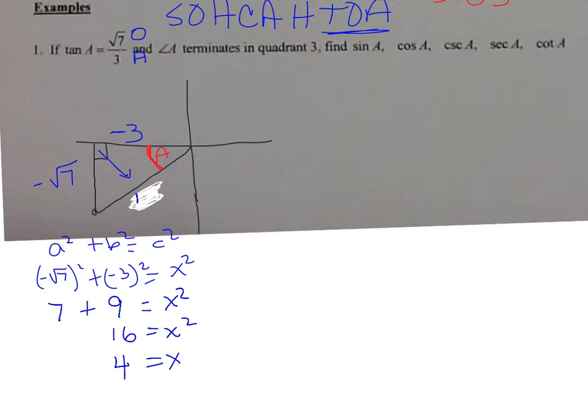This side here is 4. All right, so now I want to find my remaining trig functions. So let's start with sine A. Remember, sine is opposite over the hypotenuse. So opposite A would be negative the square root of 7 over the hypotenuse, which is 4.